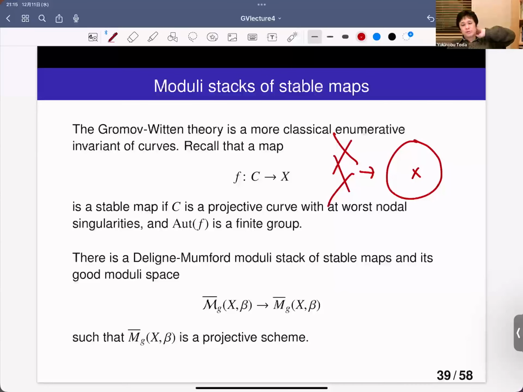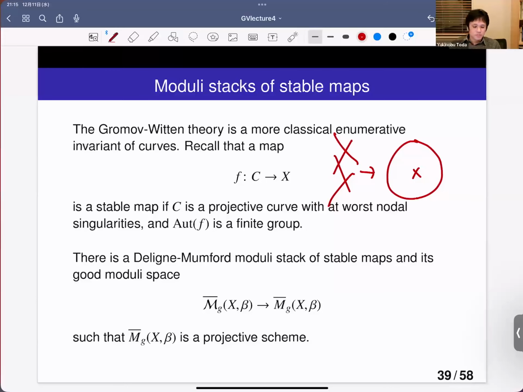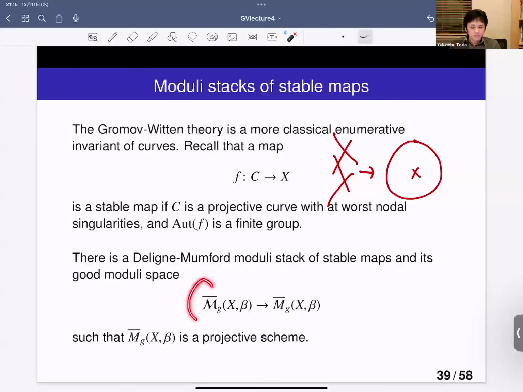In the Donaldson-Thomas theory, there was no constraint on the singularities, but the curve was always embedded. But in the Gromov-Witten theory, the curve should have only at worst nodal singularities. But the map is not an embedding, it is just a map satisfying the stability condition. In fact, there is a moduli stack of stable maps, it has a good moduli space, and this is a projective scheme. And there is also a perfect obstruction theory on this moduli stack.